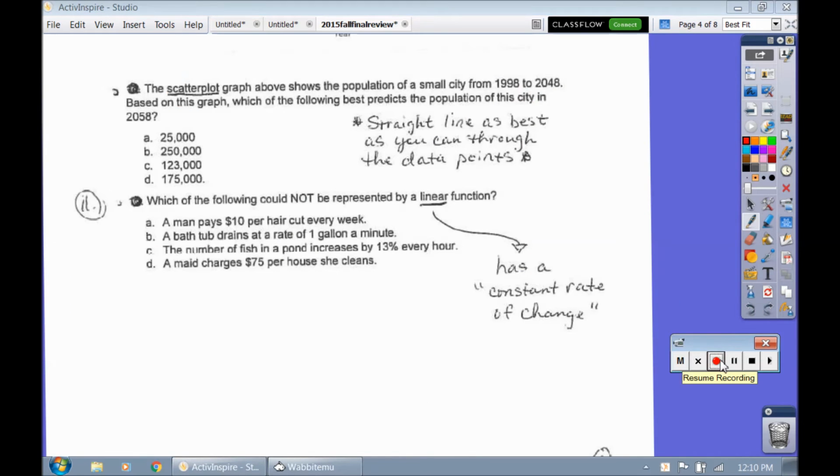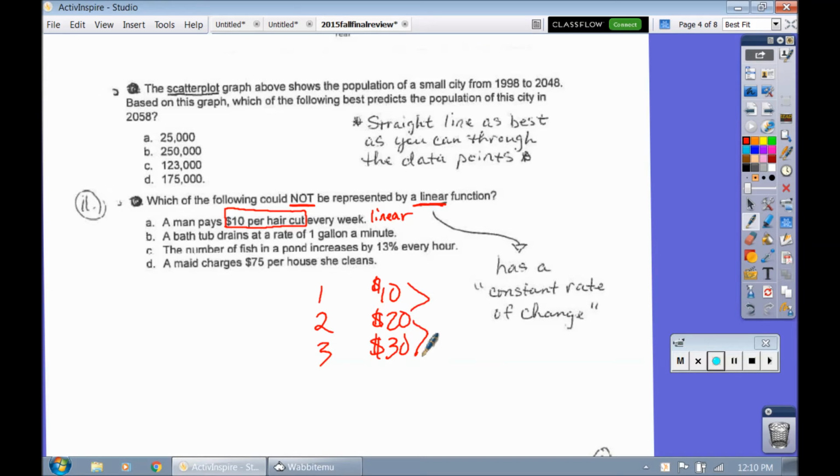Which of the following could not be represented by a linear function? Not. A linear function has a constant rate of change. That means as one thing happens, it's going up each time the same amount. A man pays $10 per haircut every week. So one haircut is $10, two haircuts is $20, three haircuts is $30. That's linear. That has a constant rate of 10 every time. That is not our answer. The question's asking which one cannot be the answer.